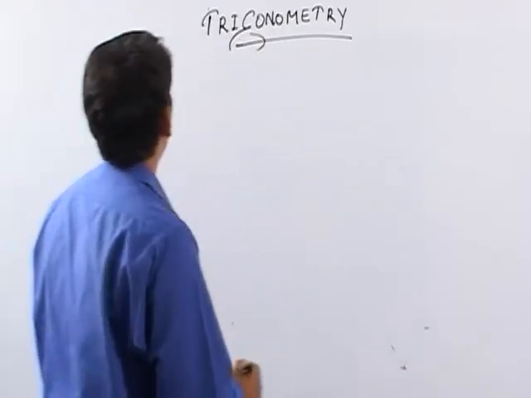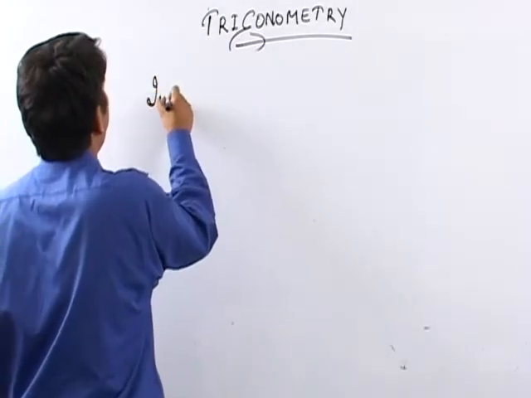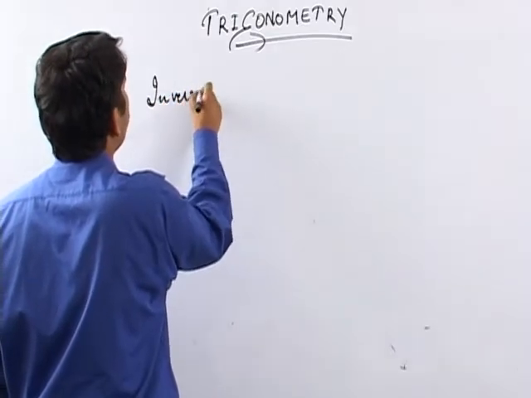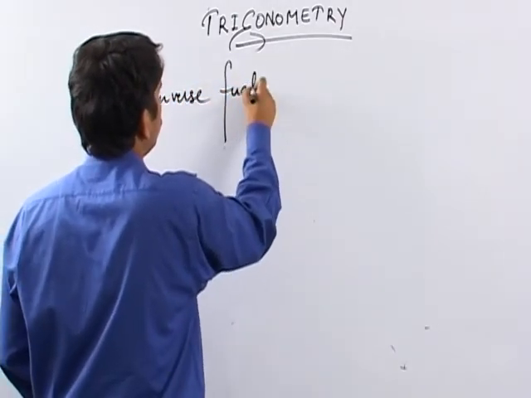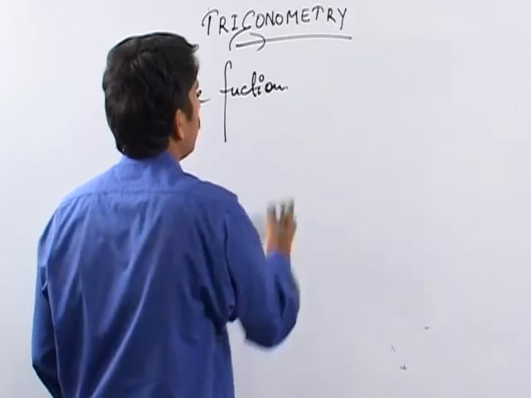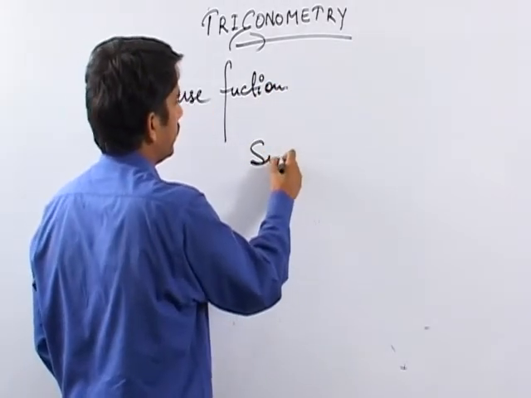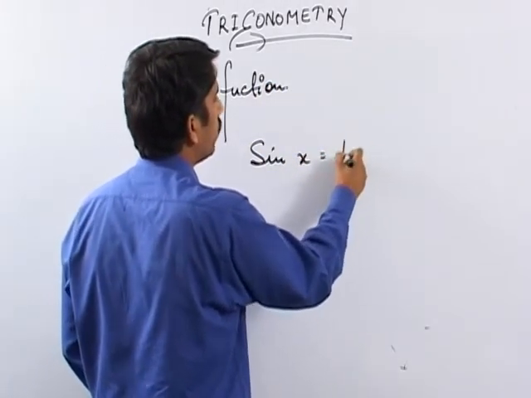Now, we will do inverse functions. Suppose we have sine of x is equal to 1 by 2.